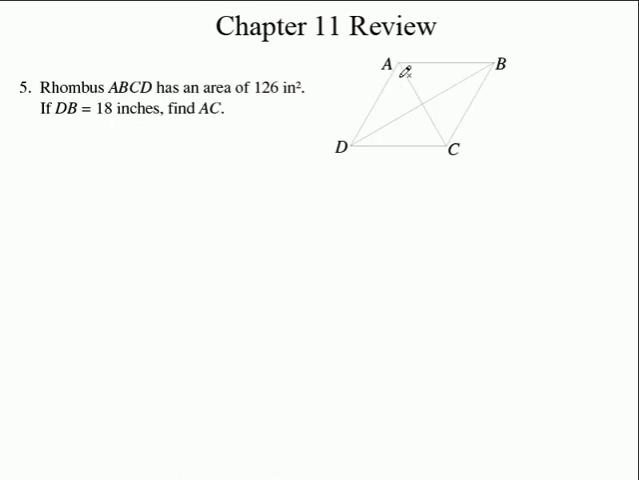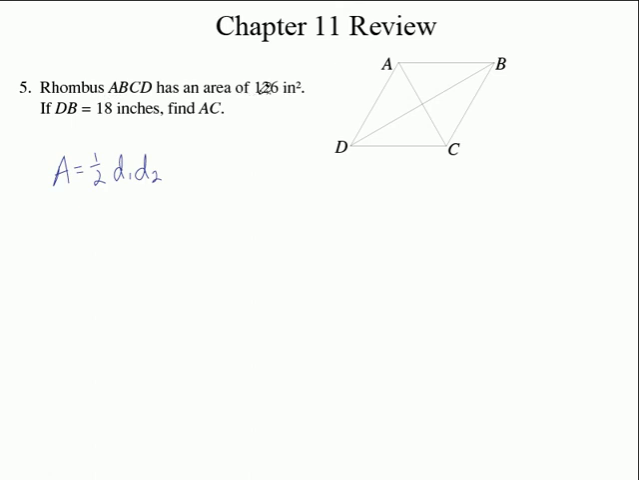Alright, here's a different form. It's not a kite, it's still a four-sided figure, quadrilateral, but now it's a rhombus. Now we also have a formula for rhombus, and it just happens to be the same thing as what the kite was. It's 1/2 the product of the two diagonals. So AC would be one diagonal, DB would be another diagonal, and it's 1/2 the product of those two numbers right there.